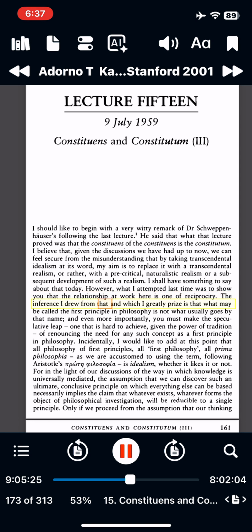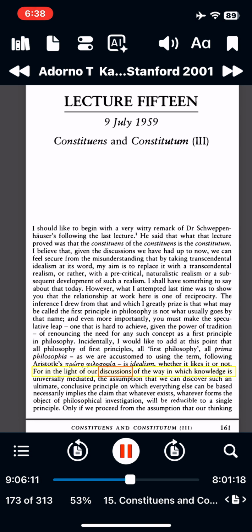The inference I drew from that, and which I greatly prize, is that what may be called the first principle in philosophy is not what usually goes by that name. And even more importantly, you must make the speculative leap, one that is hard to achieve, given the power of tradition, of renouncing the need for any such concept as a first principle in philosophy. Incidentally, I would like to add at this point that all philosophy of first principles, all first philosophy, all prima philosophia, as we are accustomed to using the term, following Aristotle's, is idealism, whether it likes it or not.